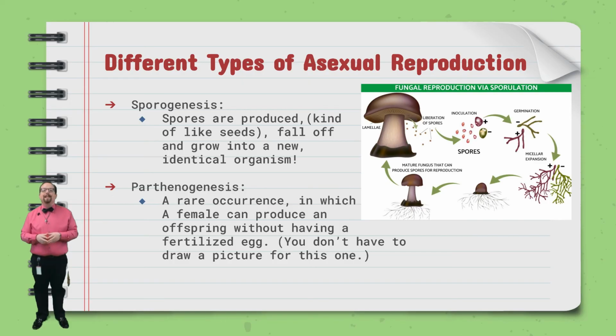Sporogenesis is when plants like ferns or funguses, like mushrooms, grow spores that fall off and grow into new organisms. These spores are basically like seeds, but they're usually very small and without a hard shell.